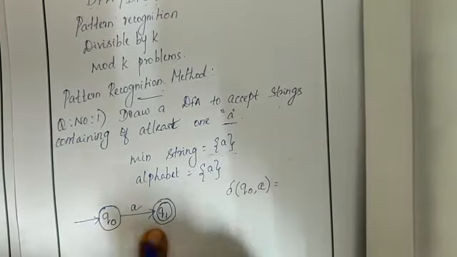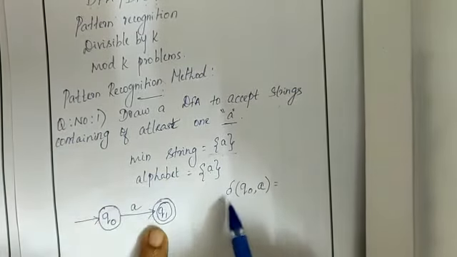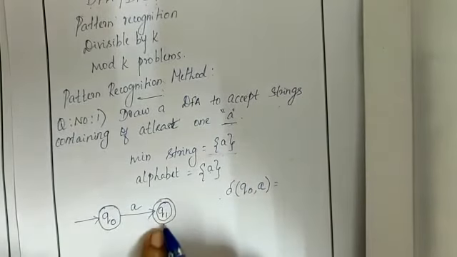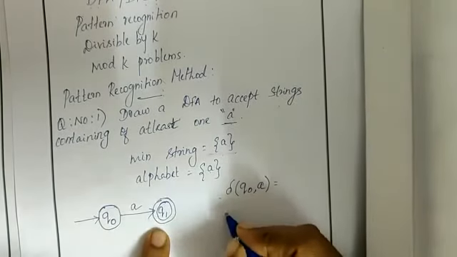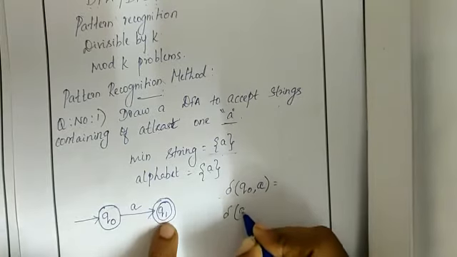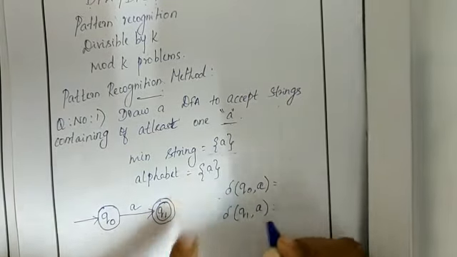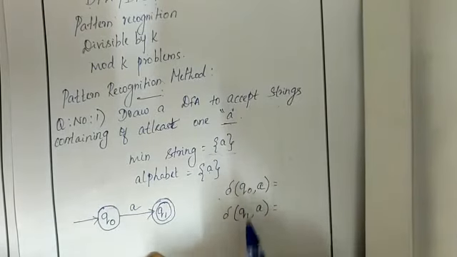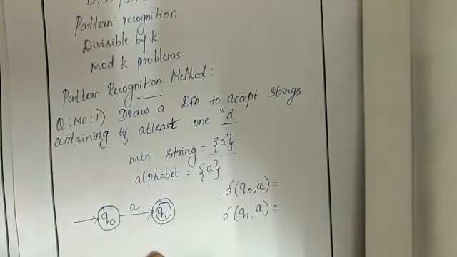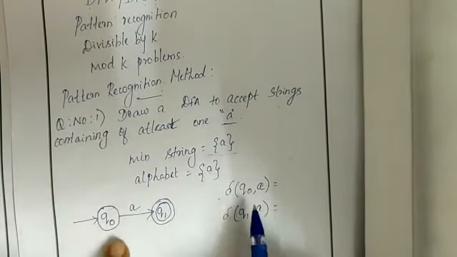Right. For the first state, I have written the transition. Now write the transition for the second state. The second state name is Q1. What is my alphabet? A. Now I have to find out these two transitions. How to find out these two transitions?